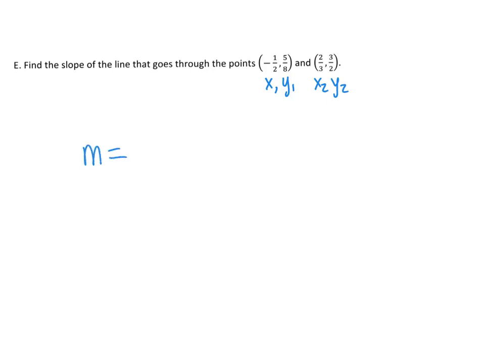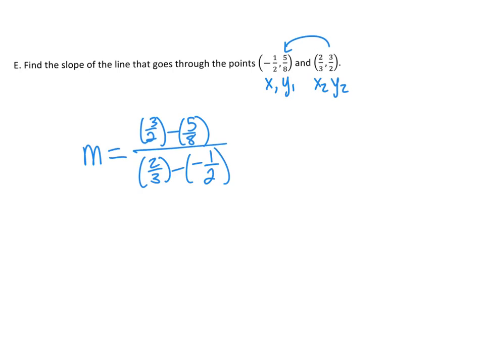So I have that my slope is my y2 minus my y1 over my x2 minus my x1. And again, I use the arrows to remind me that I'm going in the same direction both times. Now I have two subtraction problems. I have a subtraction problem in the numerator, and I have a subtraction problem in the denominator. I do not need a common denominator across all four of those, but I do need a common denominator for my terms in my numerator, and I need one for my terms in my denominator.